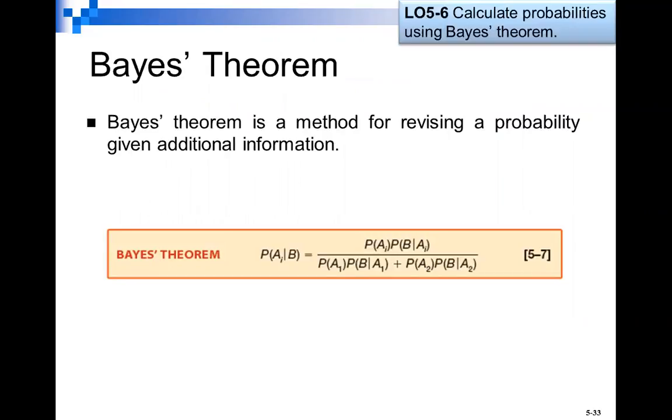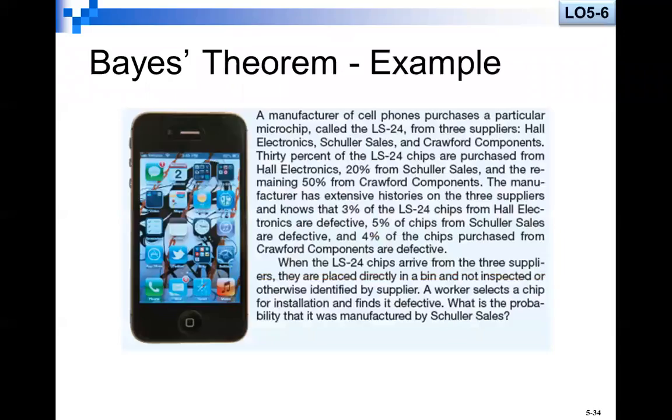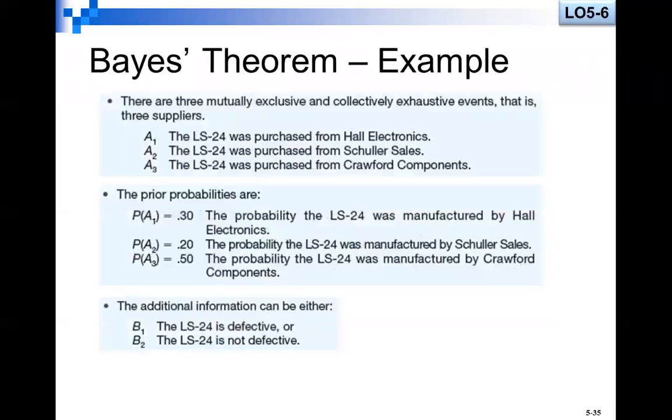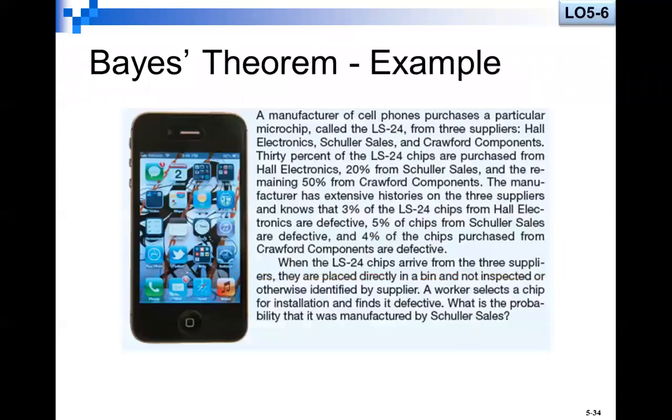All right, here we go. Lastly, Bayes' theorem. A method for revising a probability given additional information. Computed using this formula: the probability of event B occurring given that A has occurred. We're out of time, but rely on Bayes' theorem here. Make sure you look at this video.